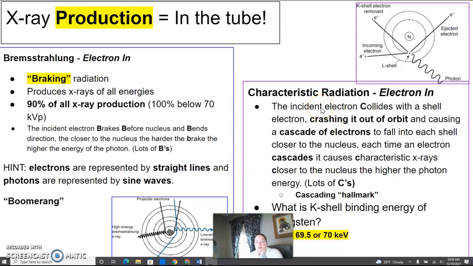Characteristic has some terminology to it too. The incident electron collides with a shell electron. It crashes out of orbit. It causes a cascade of electrons to fall. So sort of a domino effect. They're going to kind of move into the missing spaces, okay? If you see a cascade sign, that's attached to characteristic. Also, if you see this number 69.5 or 70 KeV, that is going to be characteristic. So put that in your keywords.